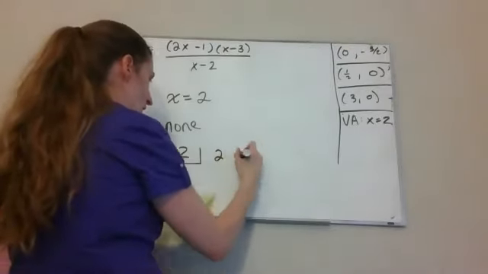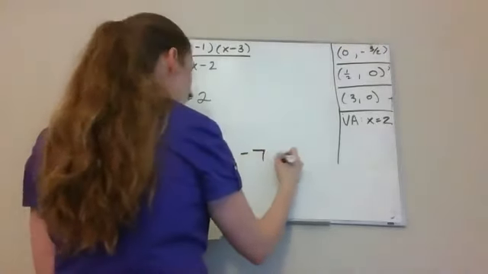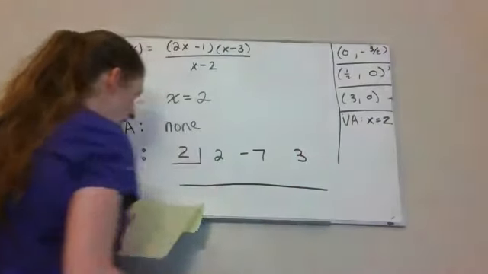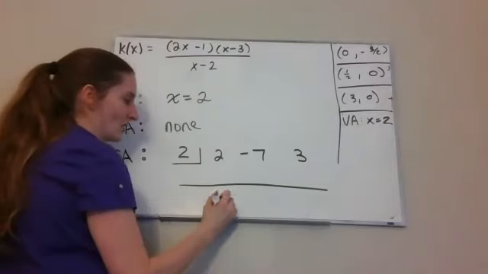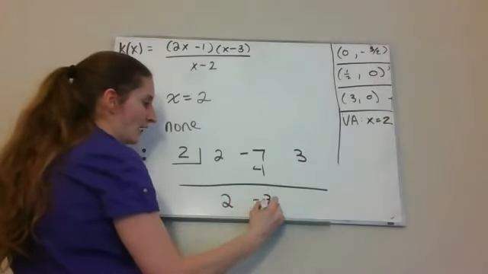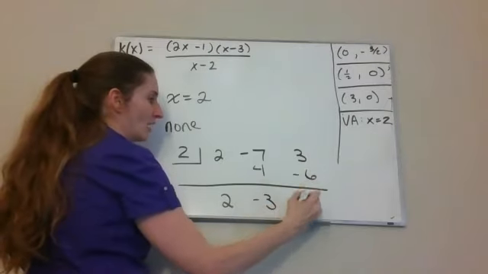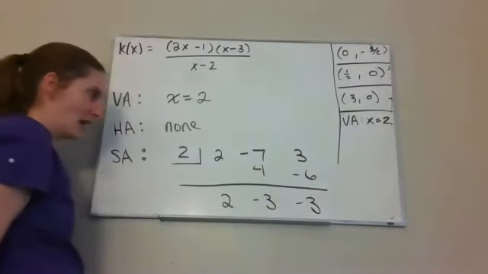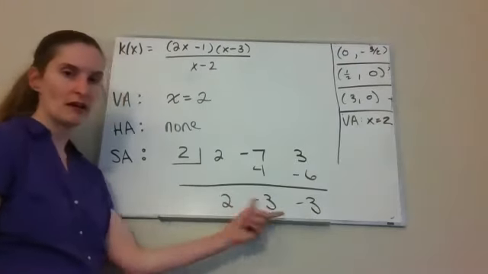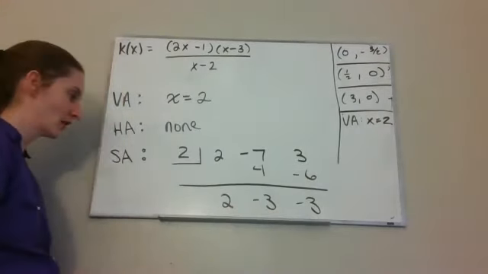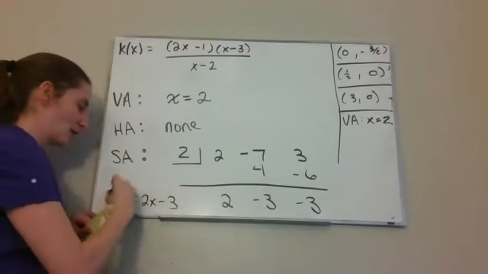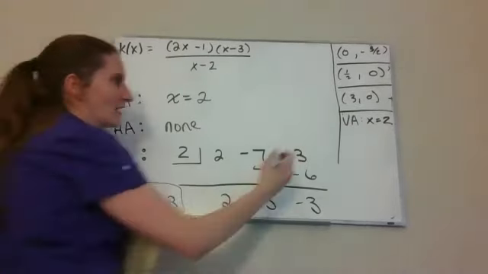I have my coefficients, 2, -7, and 3 from the numerator. And now I do my synthetic division. Bring down the 2, multiply and add, multiply and add. And remember that your slant asymptote is the quotient part, not including the remainder. So I get y equals 2x minus 3 as my slant asymptote.